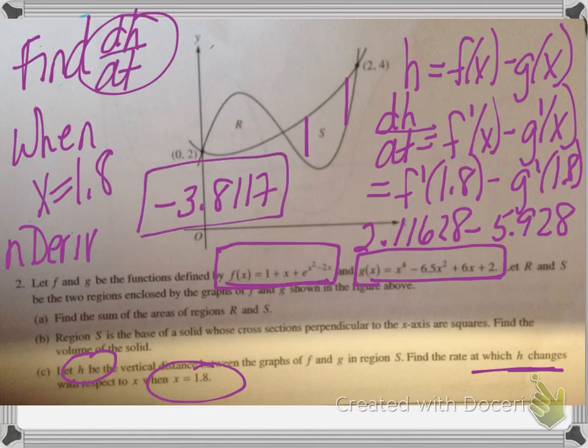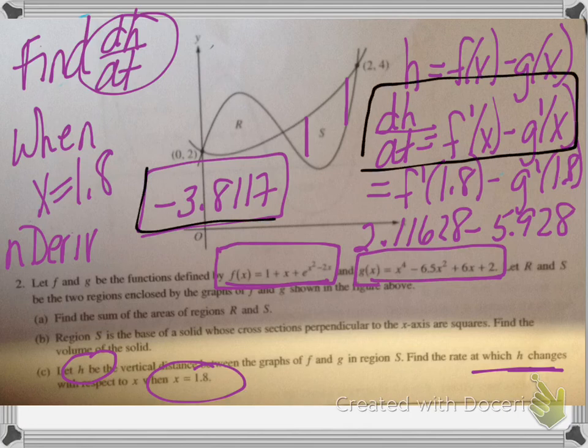When you subtract them, you will get negative 3.8117. And the rubric had it as if you did this setup, you get 1 point, and then if you had the answer, you got 1 point. Okay, and that finishes the problem. So now we don't have to worry about doing that this week.